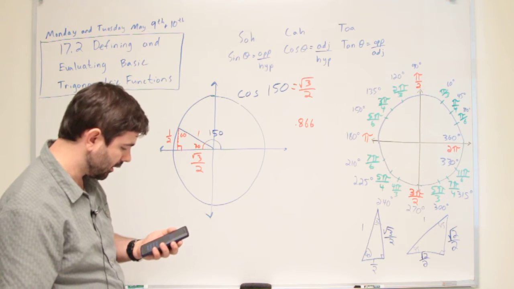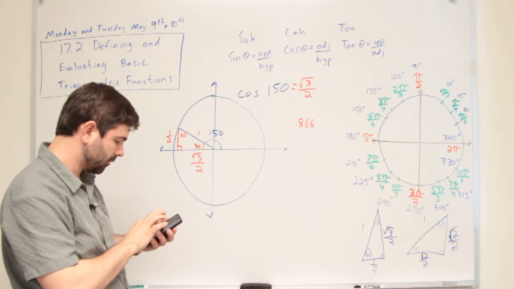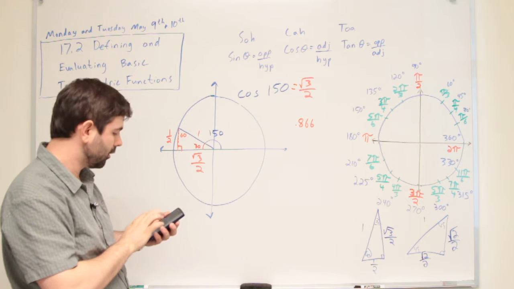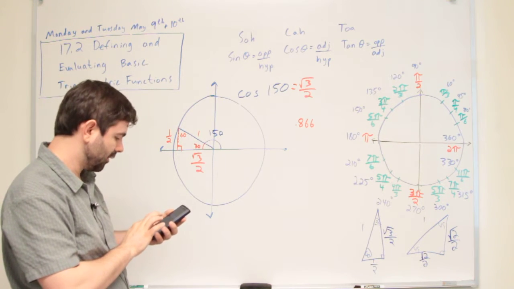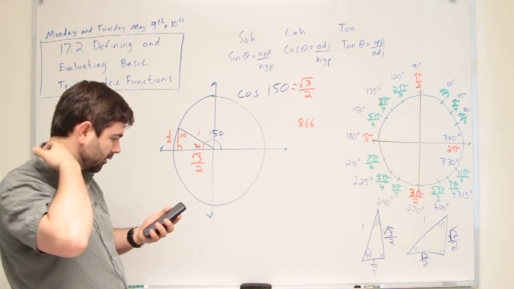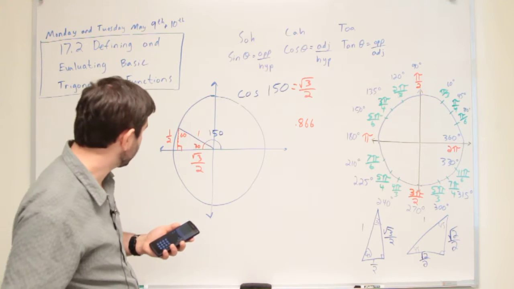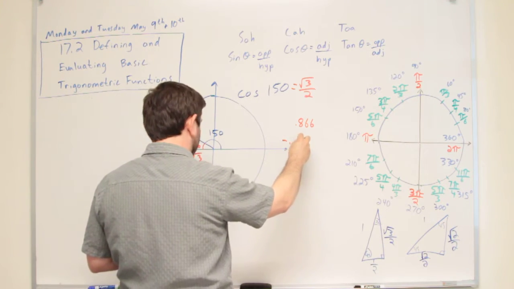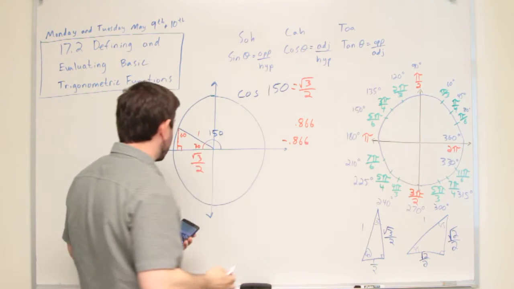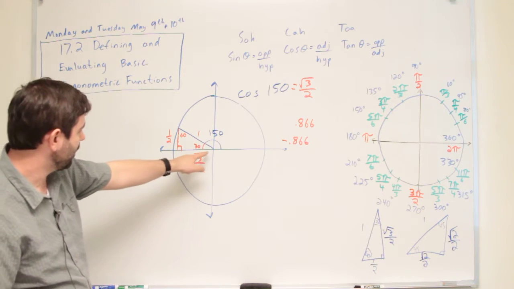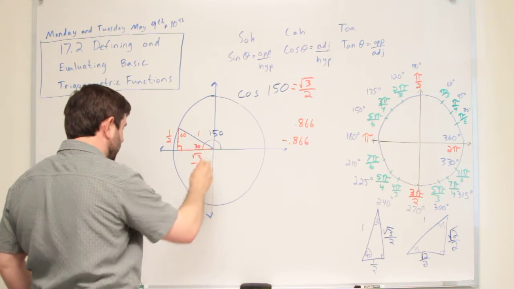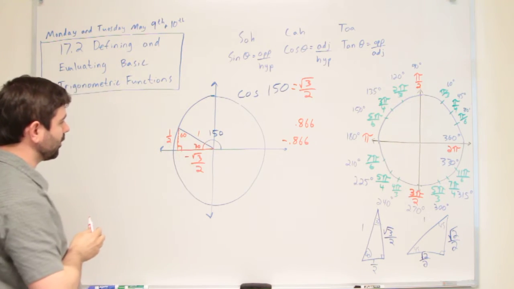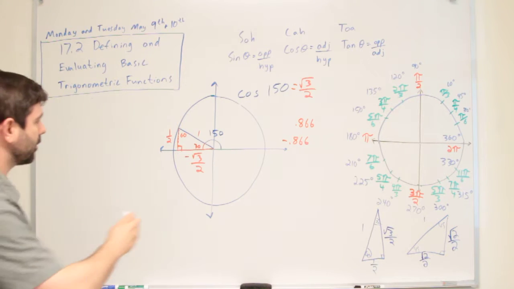Okay, and then let's do cosine. My mode is in degrees. Cosine of 150, we get negative 0.866. It is negative because this distance right here is not positive. This distance is negative, so we need to put the negative sign on there. Okay, so this should be negative here.